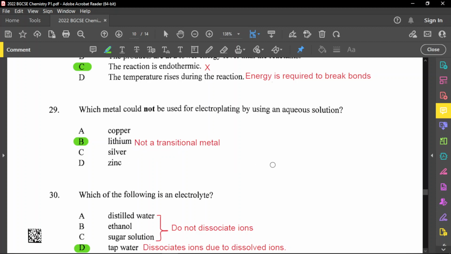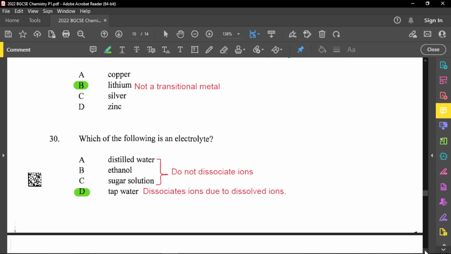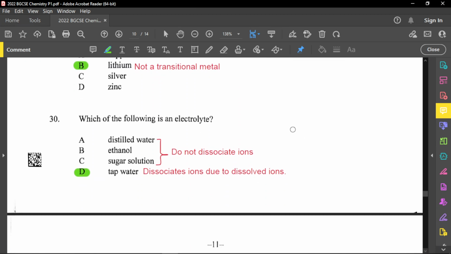All right. And that's why we have deposit. We can have copper deposit, silver deposit, zinc deposit at the cathode, right, which is negative. All right. And so that is the answer there. Lithium will be too reactive for it. It will react with the solution instead. And so it cannot work in terms of electroplating.